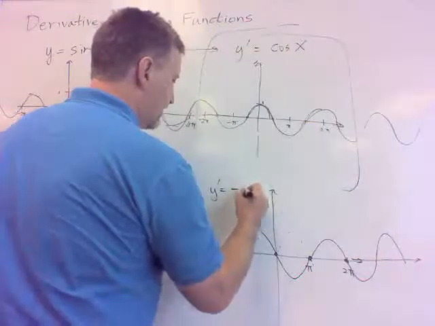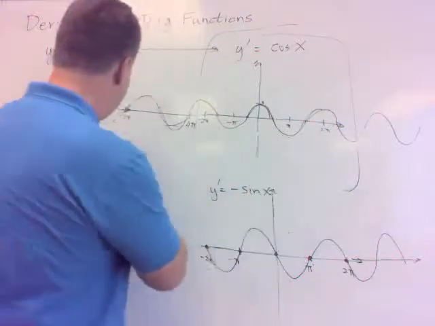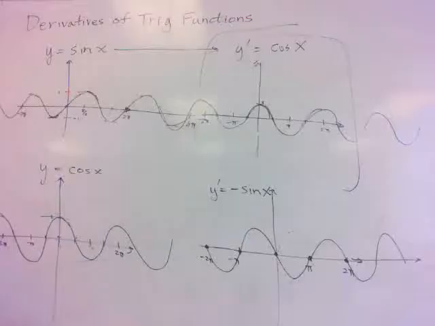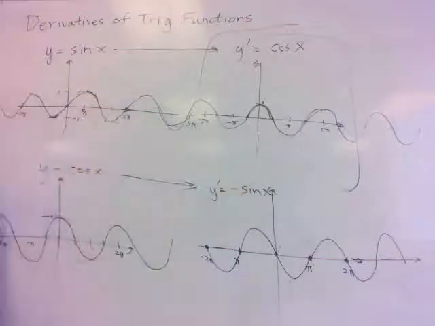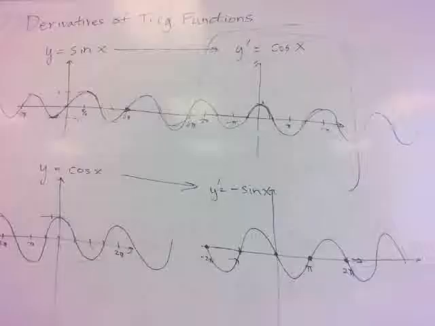The derivative of cosine is minus sine. Turns out it's not sine, but it's minus sine. So it's pretty nice. The derivative of sine is cosine. The derivative of cosine is minus the sine, as far as the trig functions of those go. Okay? All right.